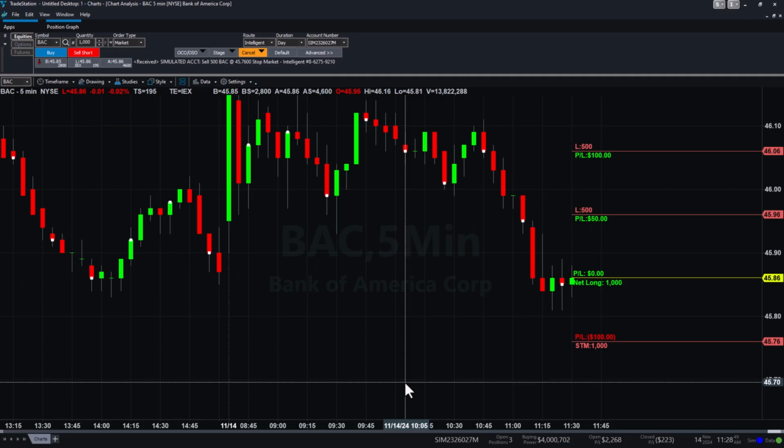efficiently. Imagine you're trading Bank of America, BAC, with a plan to buy 1,000 shares. If the price rises by 10 cents, you could take profits on half of your position, selling 500 shares. If it rises another 10 cents, you'd exit the rest. On the downside, if the price drops by 10 cents, you'd sell all 1,000 shares to limit your loss.